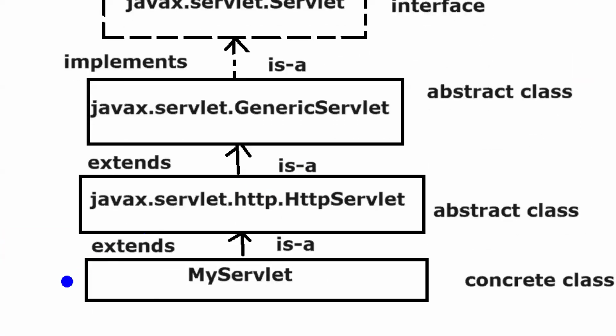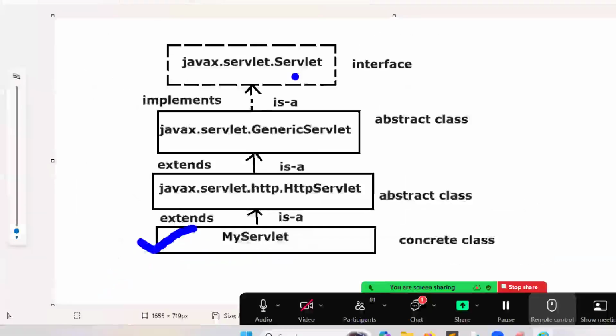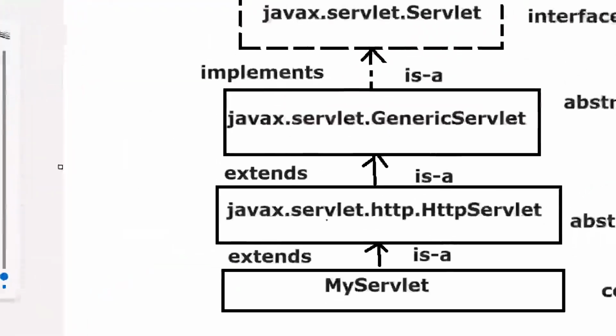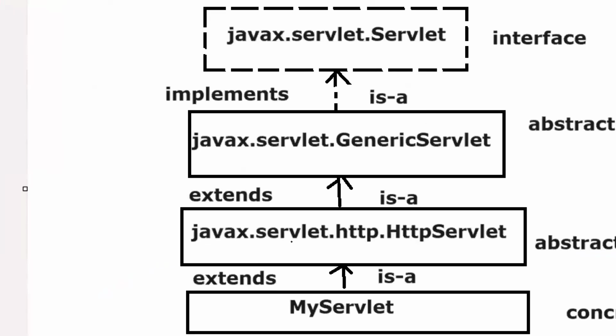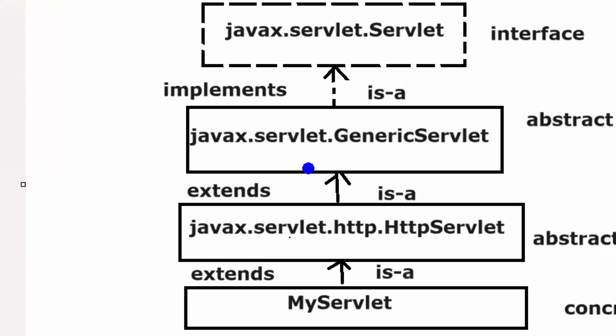It is my servlet, meaning our project, our own Java class. The relation is inheritance. Its parent is HTTP servlet. Its parent is generic servlet. Its parent is the servlet interface. If you know object orientation properly, inheritance relationship is an is-a relation.